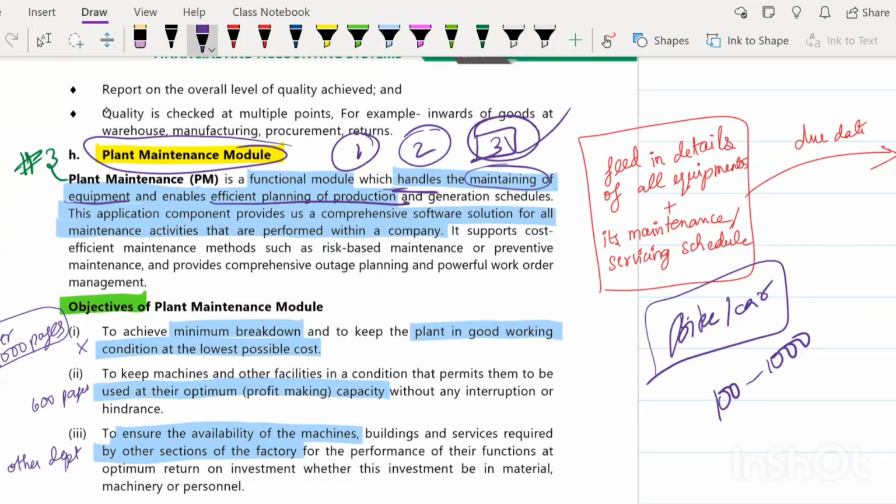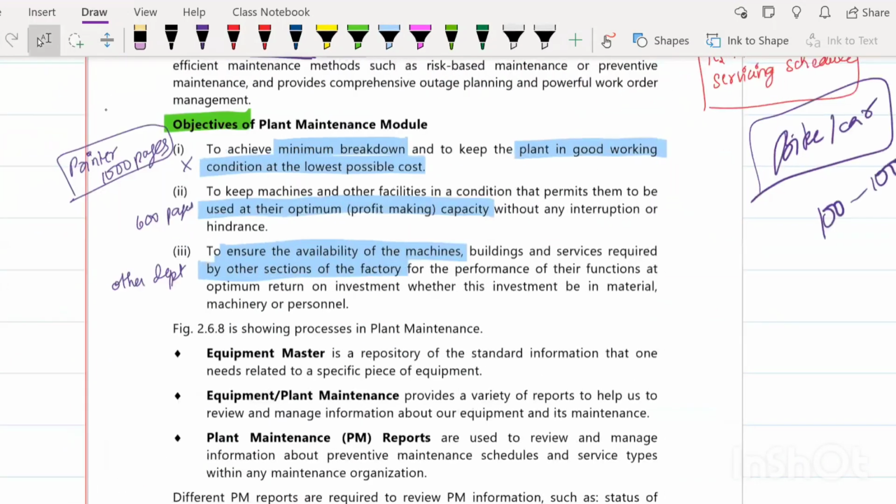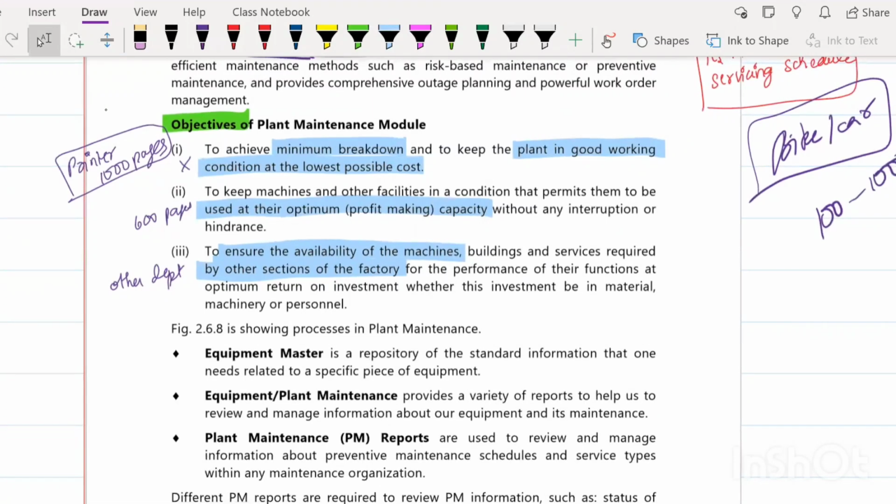Okay. So what this plant maintenance module does is that it is a software solution for all the maintenance activities that are performed within a company. So related to maintenance, whatever activities are there, this plant maintenance module will take care of. So what is the objective of this plant maintenance module? There are three objectives of this plant maintenance module.